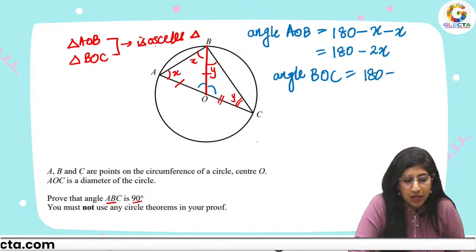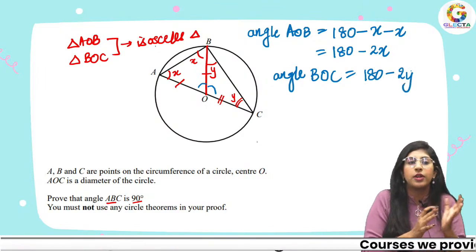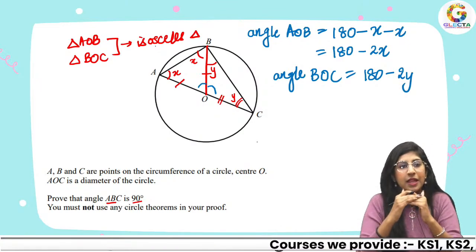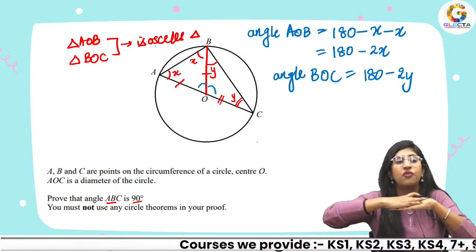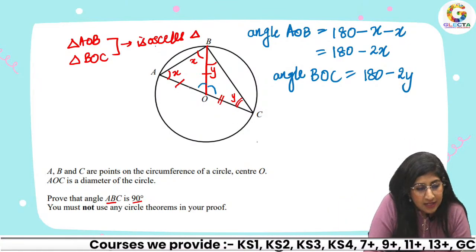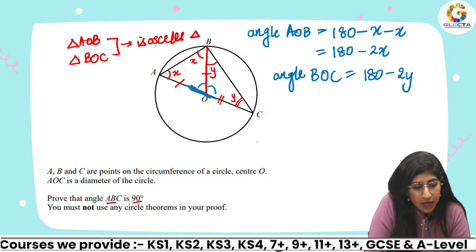So 180 take away y, take away y. So I can directly say 180 take away 2y. That's what we are having. Now if you see this AC, that's a straight line.